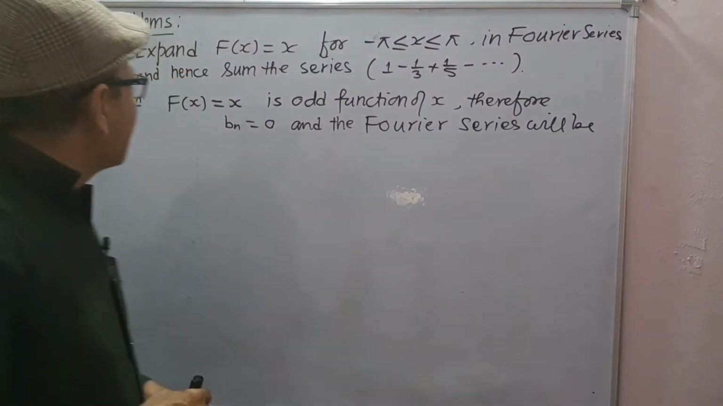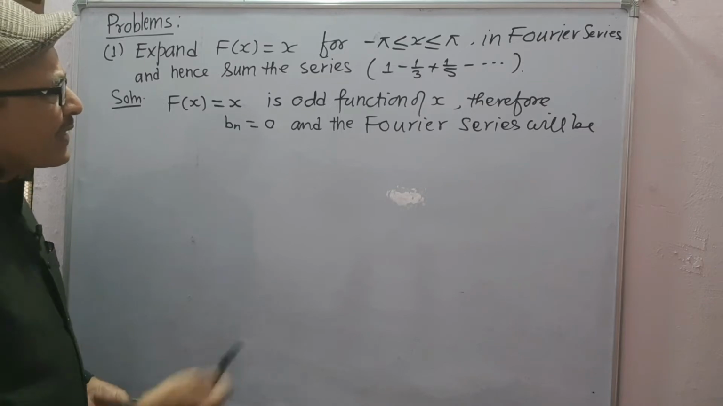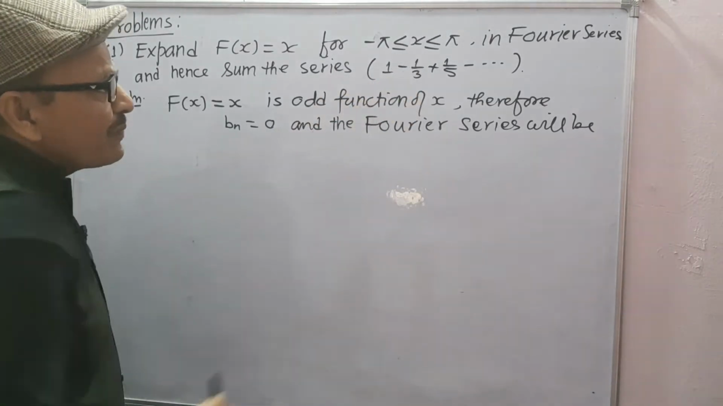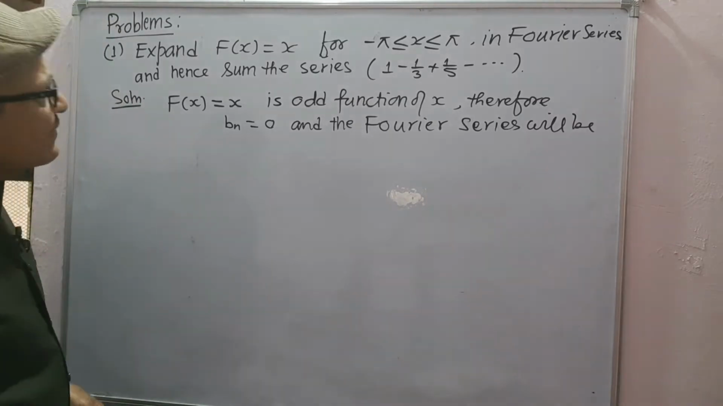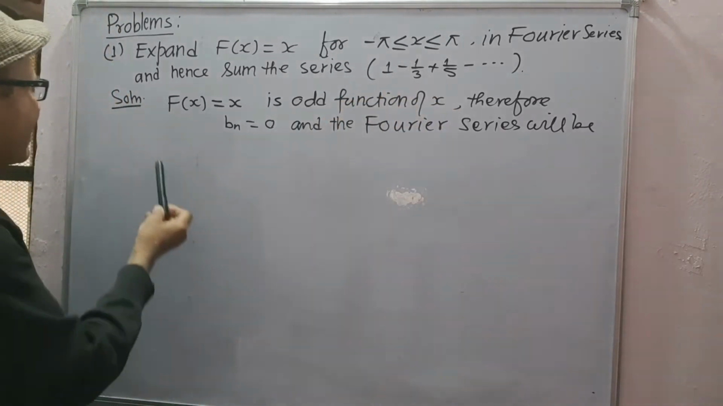First problem, expand f(x) is equal to x for minus pi less than or equal to x less than or equal to pi in Fourier series, and hence sum the series. We have to find the sum of this series.